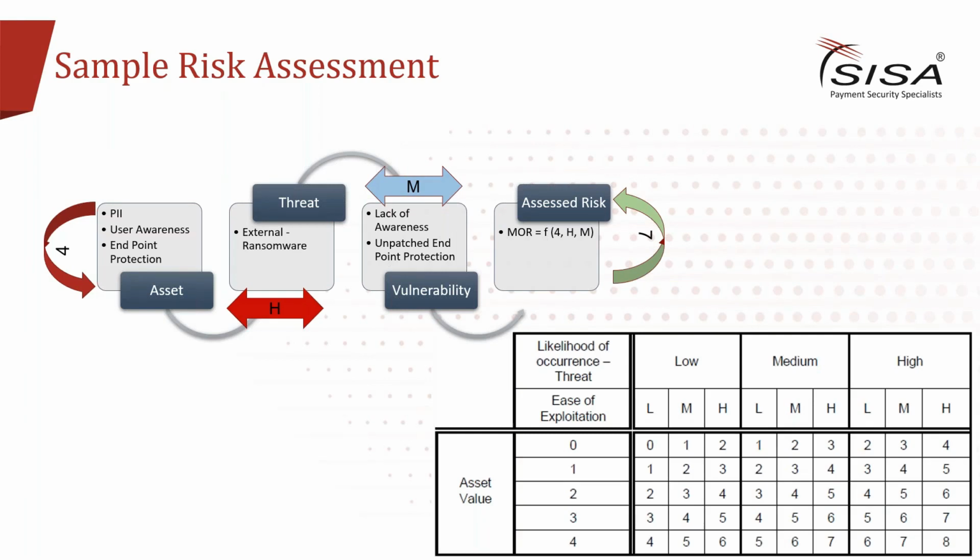Why? Because my organizational people are working remotely. They have access to emails. They are getting lots of phishing emails, or, I'll not say phishing, but spam emails. So that's why I consider it as high. The vulnerability, that is the lack of awareness training, unpatched endpoint protection, or any other software which my endpoint will be having, I might consider as medium.